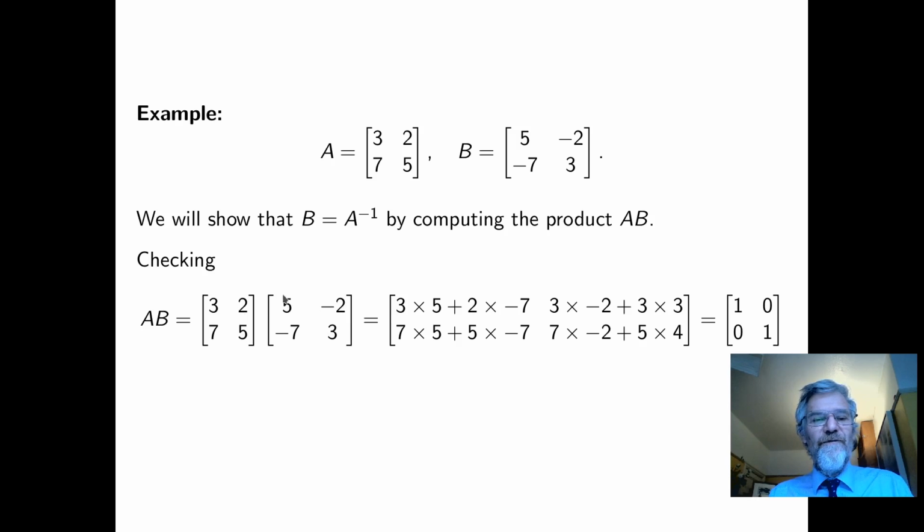Similarly, 7, 5 times 5 minus 7 comes to 0, and then 7 times minus 2 and 3 times 5 goes minus 14 plus 15. And so we get 1, 0, 0, 1.